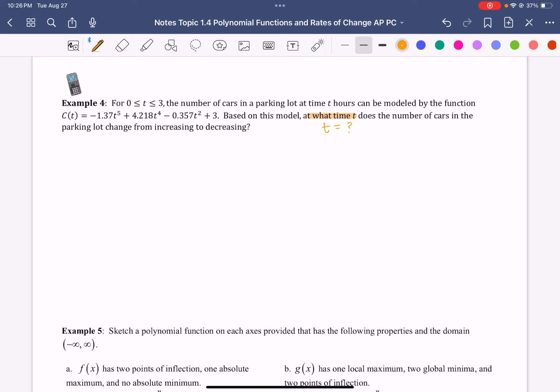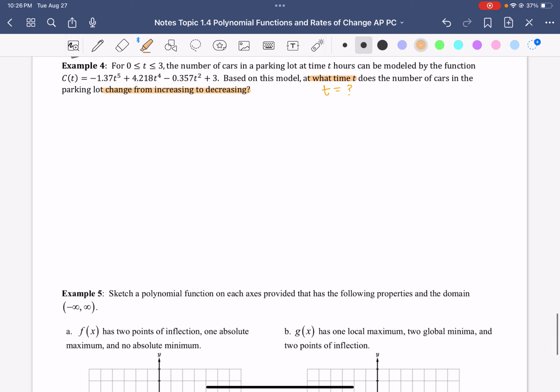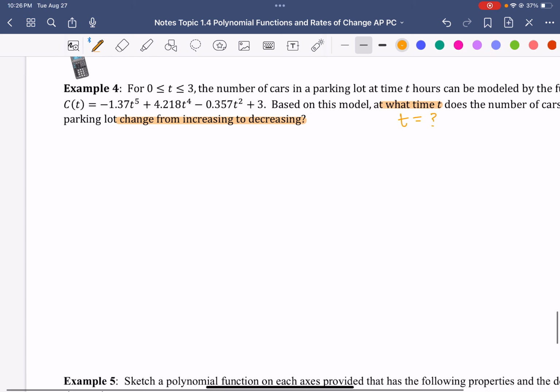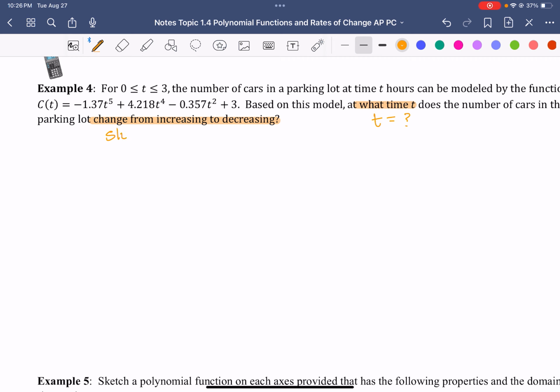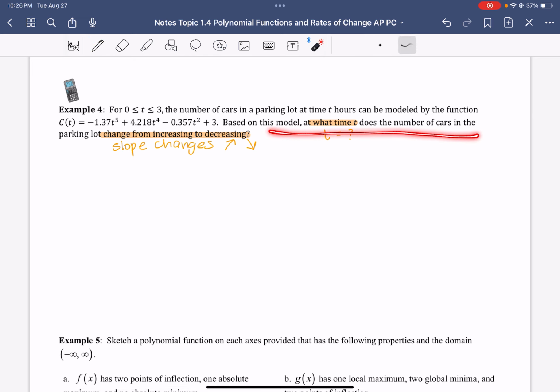So that's supposed to be my answer. At what time? That's my question. And then it's asking me when it changes from increasing to decreasing. I know that that means that the slope is changing. So slope changes from going up to down or vice versa, okay? I know that it's slope because it didn't say the rate of change. Nowhere on here did it say the rate of change. Okay, so anytime it says rate of change is increasing or decreasing, then that's concavity, but because it said just increasing and decreasing, that's talking about your slope, whether it's going up or down.